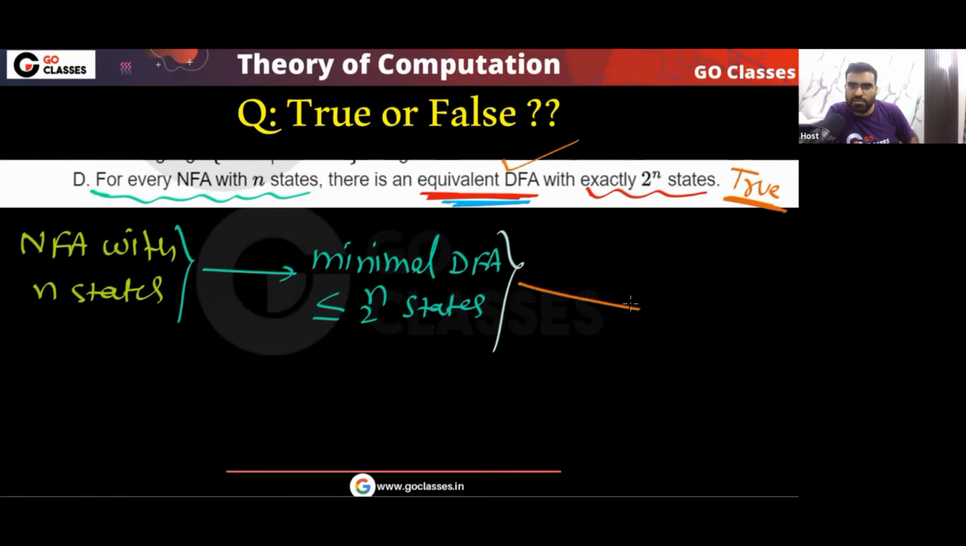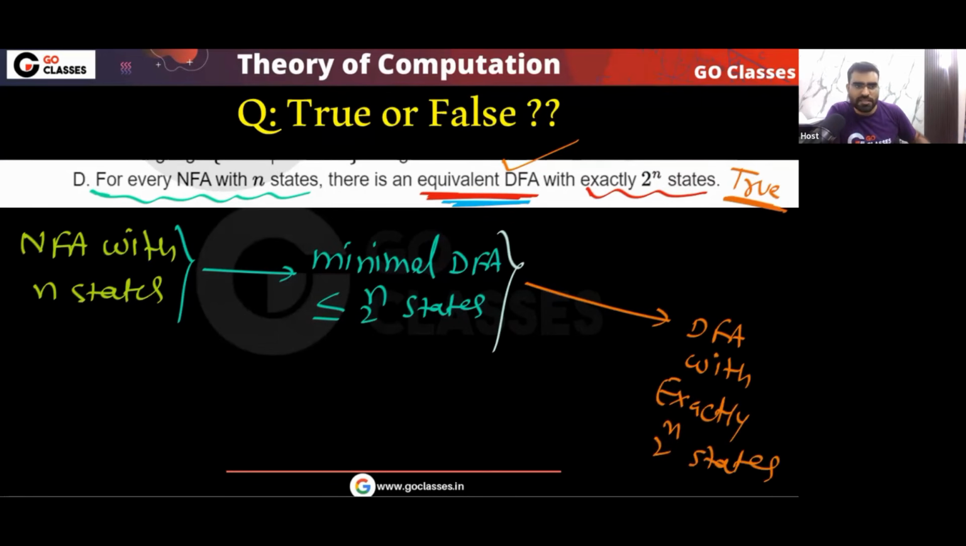So what can you do here? You can add unreachable states, and you can get a DFA with exactly 2 power n states. You can add some unreachable states to make the number of states exactly 2 power n. Can you do that? Can you add some unreachable states to make the number of states exactly 2 power n? Please tell me, can you do that?